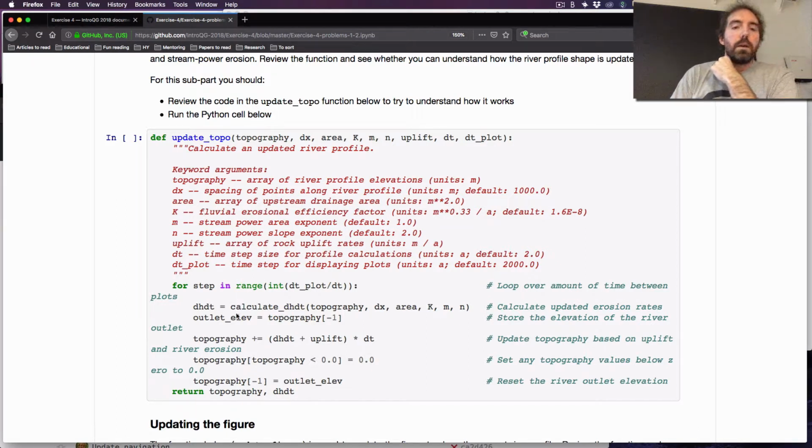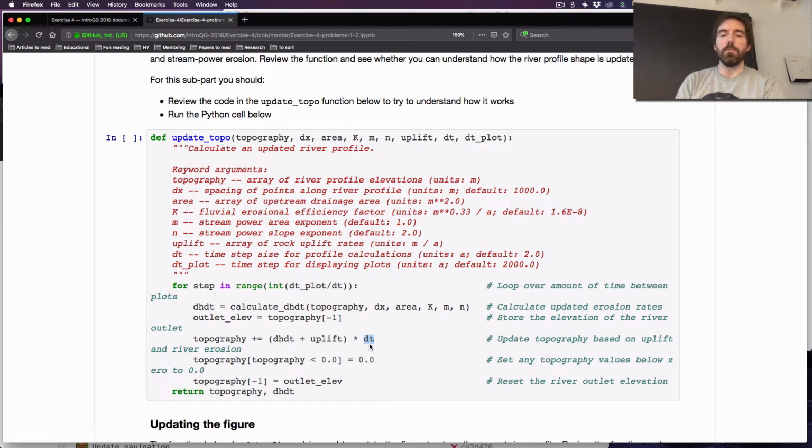In this one, the idea is that you call this calculate dH dt function, which is going to give you the stream power erosion rates. Then you update the elevations of the topography as the combination of the stream power erosion plus some rate of tectonic uplift. If that rate of tectonic uplift is bigger than the stream power erosion, the elevation of the surface will go up. If it's smaller, the elevation of the surface will go down. And then you do this over some time interval dt. I think it'll be 2 years at which it calculates the new topography each time.